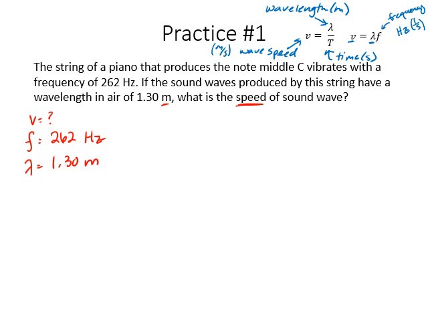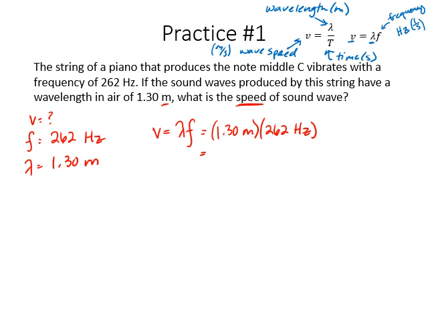Now, since we have two formulas up at the top, we want to make sure that we're using the one that has both frequency and lambda in it, and that's the one that's going to be solving for the wave speed. So in this case, that's V equals lambda F, or lambda times frequency. All of our units are in the right format here, so we can just plug in these numbers. So 1.30 meters with a frequency of 262 Hertz.